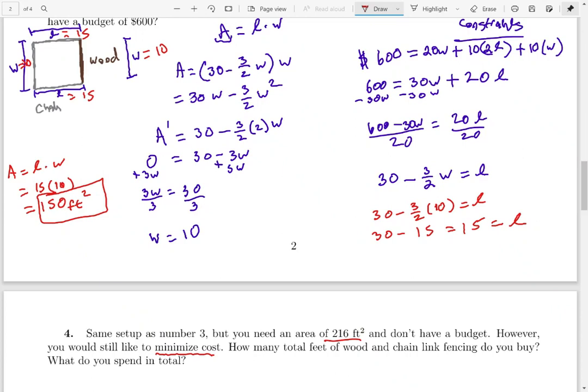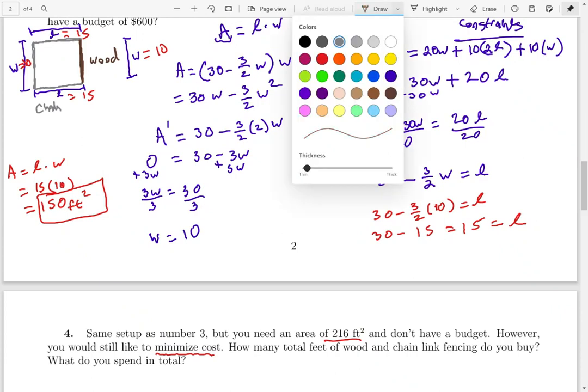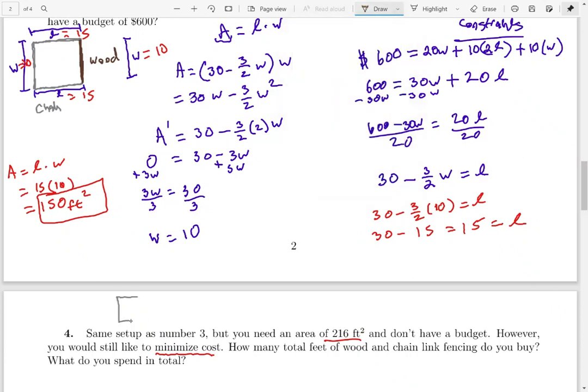Maybe I'll sketch it one more time for us. Chain link fence on 3 sides, where I have a length and a width, and a wood fence on this side. That's my wood fence with a width. And at this point, I still have that area formula, where area is equal to length times width, but specifically, the area that I have has been told to me. It's going to be 216 feet squared.